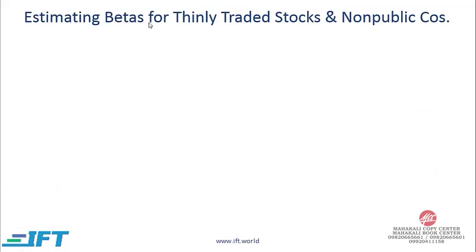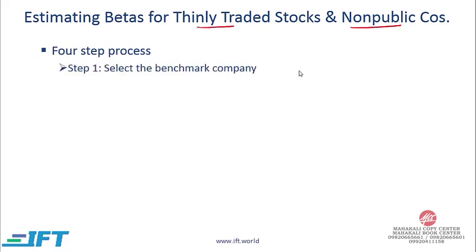This point, estimating beta for thinly traded stocks and non-public companies, is something that you've seen at level 1 in corporate finance. When you have a publicly traded company, then you can do a regression because market prices are available for the company. But what if market prices are not available? That happens either if the stock is publicly traded but very thinly traded, or if you have a non-publicly traded stock. Here is the process.